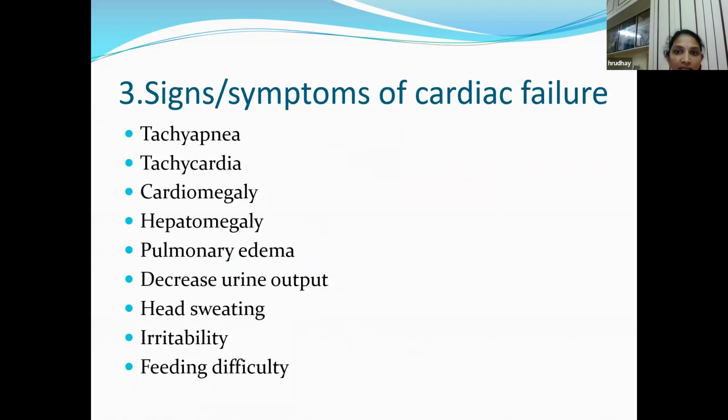So next thing is signs and symptoms of cardiac failure. Neonatal cardiac failure has more symptoms like tachypnea, tachycardia, cardiomegaly, hepatomegaly, pulmonary edema, oliguria, that is decreased urine output, head sweating, irritability, and feeding difficulty. These are the main features of signs and symptoms of cardiac failure.